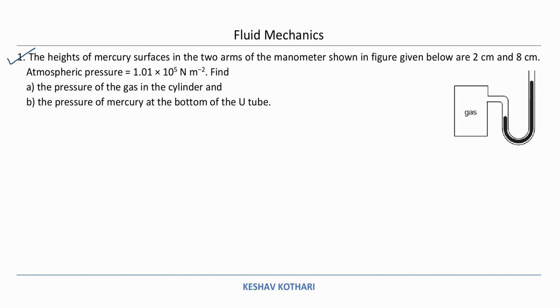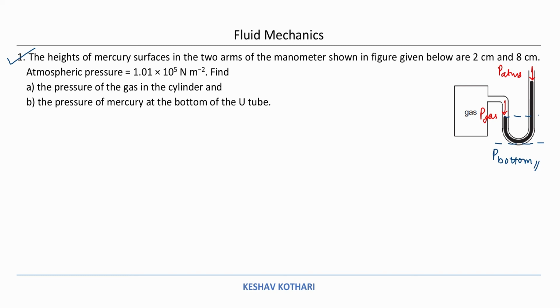The first thing I emphasize is that on this side the pressure acting is due to the gas, and on this side the pressure is due to the atmosphere. Now there is a difference in the level of the manometer. So we can solve the problem by discussing the pressure at the lowest point, or the bottom end, of the manometer. Since part B asks for the pressure of mercury at the bottom of the U-tube, we are considering the bottom point.